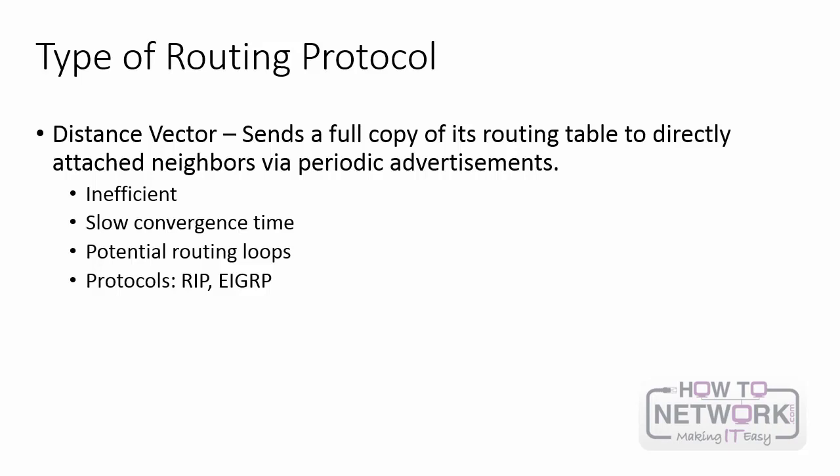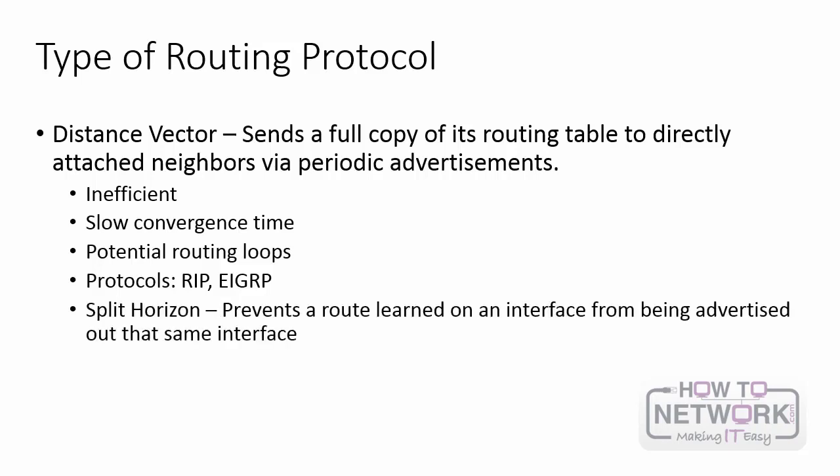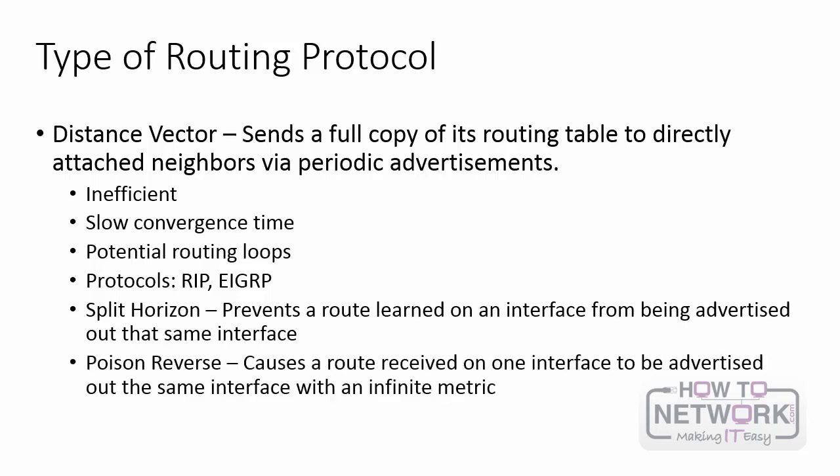There are two mechanisms that you can use to deal with routing loops that Cisco wants you to know. The first is split horizon. This prevents a route learned on an interface from being advertised back out that same interface. I'll show you a diagram in a minute so this makes more sense. And then there's poison reverse, which causes a route received on one interface to then be advertised out the same interface with an infinite metric so that nobody actually wants to use it.